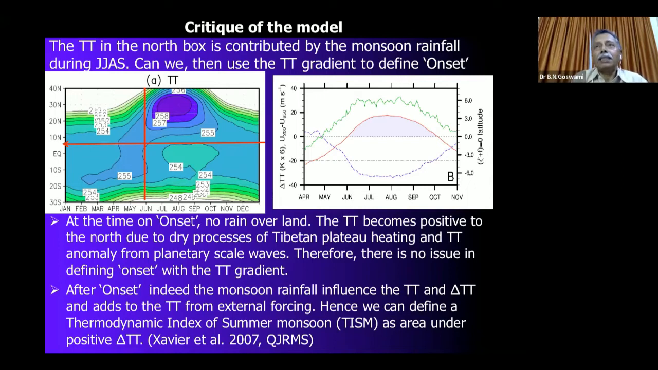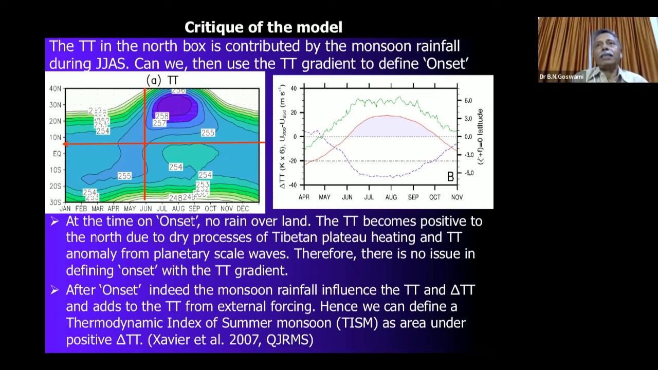But the point is that the onset process does not have any rainfall associated with it. The ITCZ is not formed yet. The onset takes place completely due to the dry static energy, essentially heating of the land, heating of the Tibetan plateau, and whatever the tropospheric temperature advection that might have taken place from the extratropics. These affect the onset. So onset is not affected by the monsoon rainfall itself, but the TT during the season is affected by monsoon rainfall.